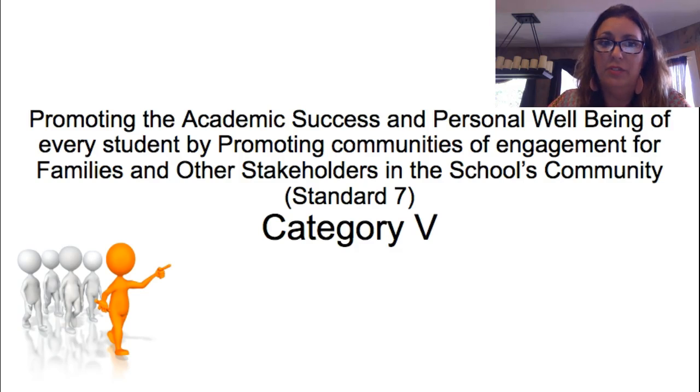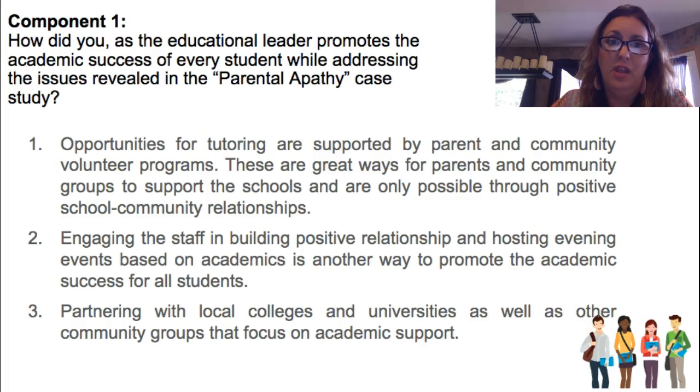Category 5, we'll take a look at standard number 7, promoting the academic success and personal well-being of every student by promoting communities of engagement for families and other stakeholders in the school's community. Component 1, how do you as an educational leader promote the academic success for every student while addressing the issues revealed in the parent apathy case study?